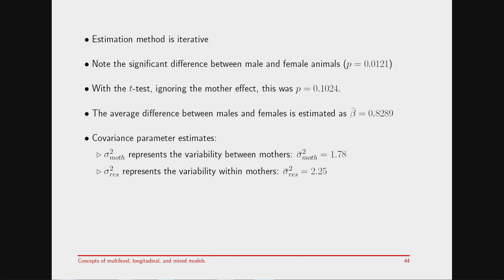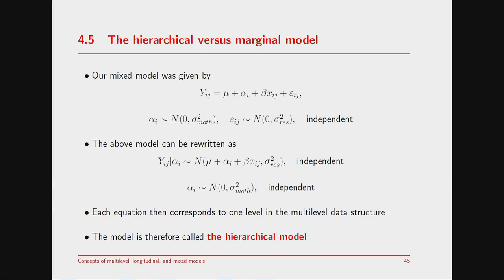So what did we see? We have an iterative procedure to estimate, and again, I'm not going to discuss that in detail. Next year that will be discussed. That's for this course not so important. We see a significant difference between males and females. With the original t-test, that was not significant. So taking into account the variability between the mothers gives me a significant difference between the males and the females. So I can now really detect that there is a difference. The difference is estimated as 0.83 about, and then these two variances are estimated as 1.78 and 2.25.